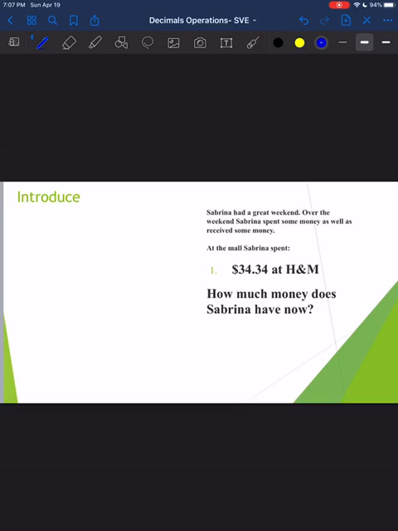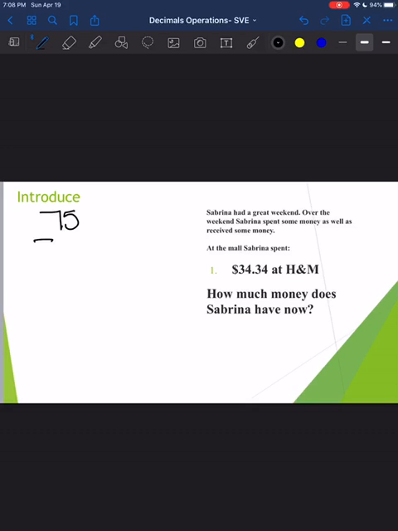Alright, so to begin, Sabrina went to the mall and spent $34.34 at H&M. And I want to know, how much money does Sabrina have left? So to begin with, Sabrina has $75. However, she spent $34.34. So I know if I'm spending, then I'm taking away and I'm subtracting. However, Sabrina spent money that is in the less than whole spot or in the decimal spot, but she doesn't have any to begin with. So what would I do to make sure my numbers are aligned?